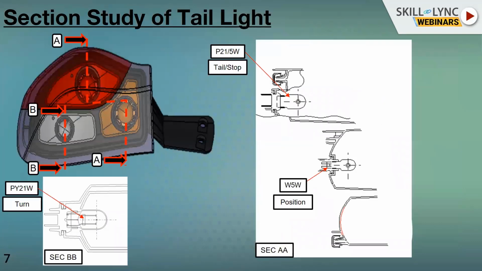Now coming to the section of the tail light. In the same manner, we have standard bulbs, which you can download from standard suppliers like Osram and Philips. And this is the P21/5W. This is a dual function bulb, which gives you the tail output and the stop output both. And we have the W5W, that is the position, and the PY21W, that is the pin type yellowish 21 watt bulb.